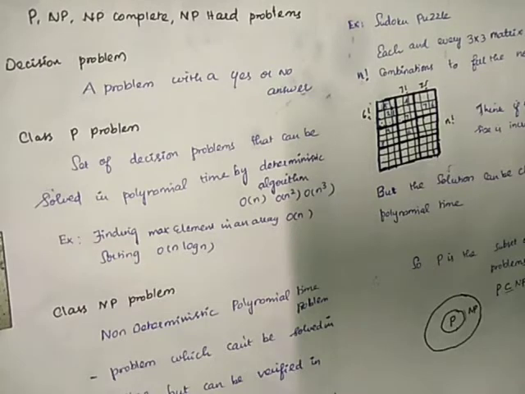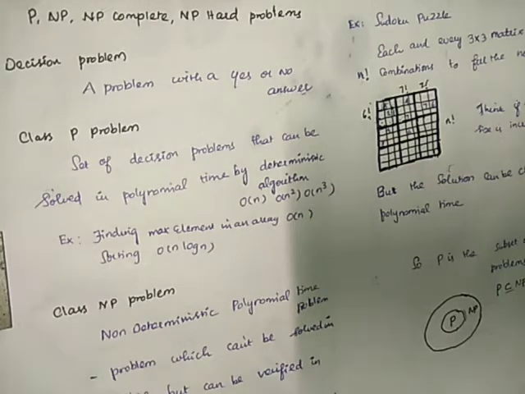First category of problem is class P or polynomial time problem. The set of problems which can be solved in polynomial time by any one of the deterministic algorithms is known as polynomial time problem. This definition contains three keywords. First one is decision problem, which produces the output as yes or no answer. Second keyword is polynomial time.